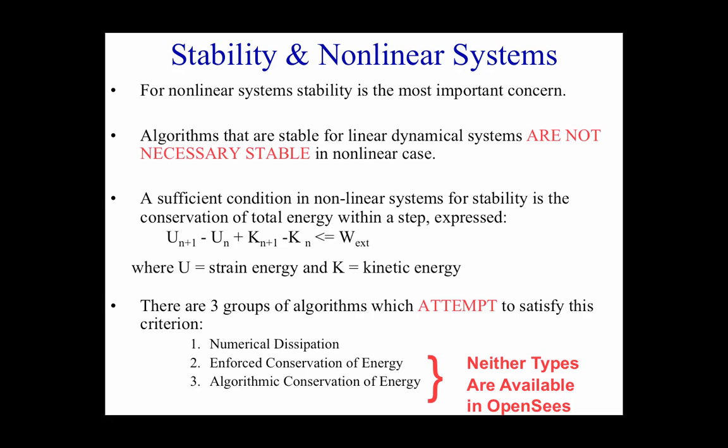When we get to nonlinear systems, this is what's required. We want to basically conserve total energy in our system. We want to make sure the change in the strain energy and the kinetic energy are less than or equal to the load coming in. So there are recognized three ways of doing this. One is numerical dissipation, and the other is to enforce the conservation of energy. These two types of algorithms, none of them are yet in OpenSees.